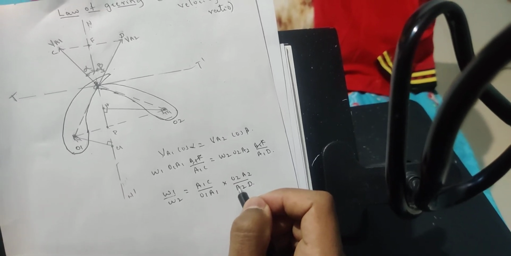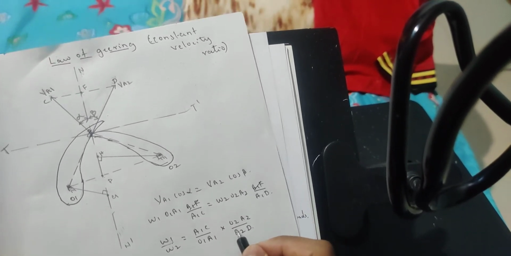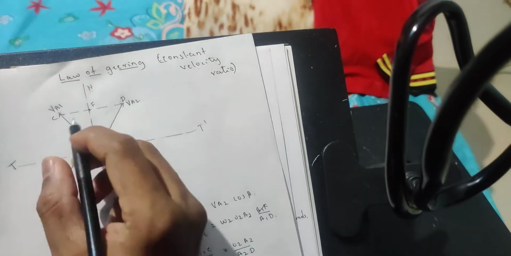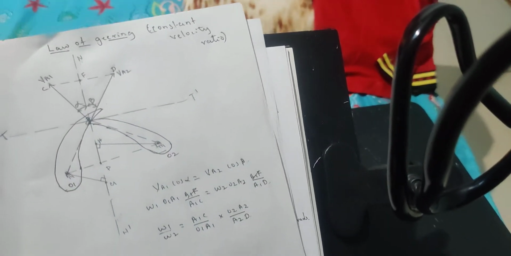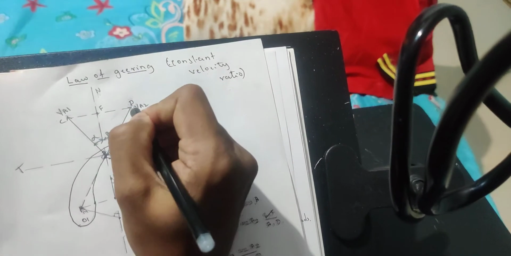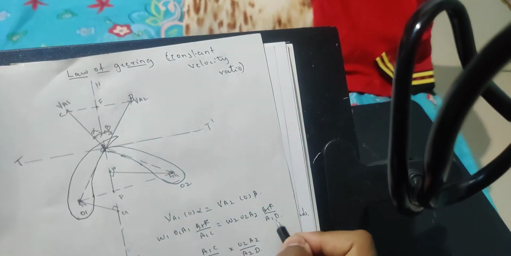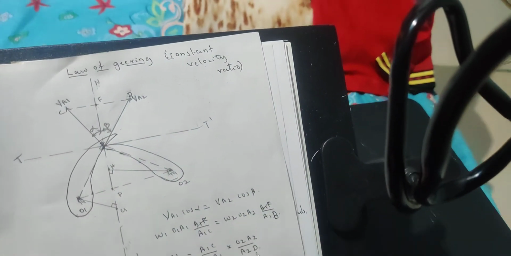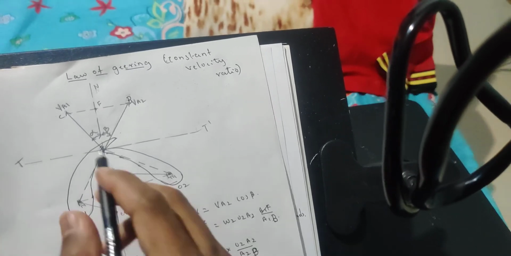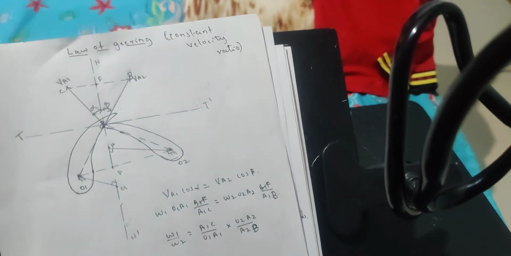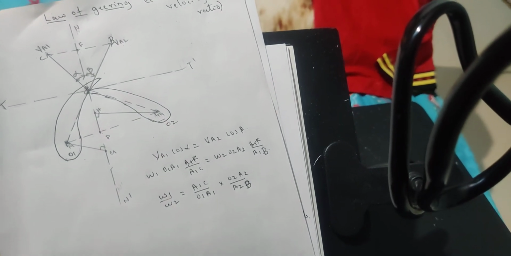So this is the point. You can take this D as B as well, because I have missed this parameter. This can be B here, and this can also be B, because AB is there and C is there here. So A to B is the equation.